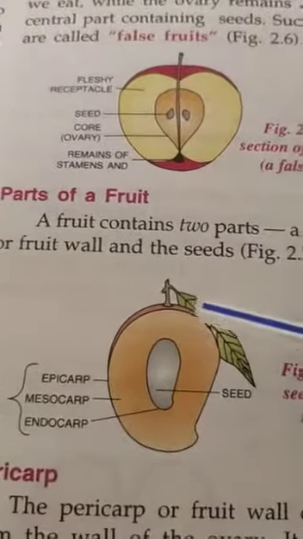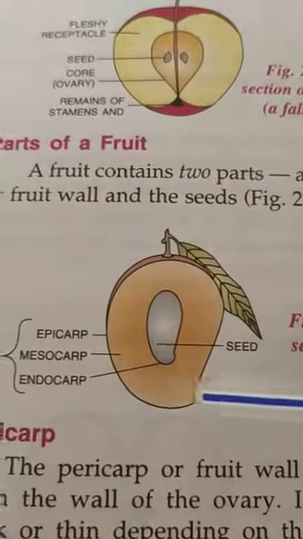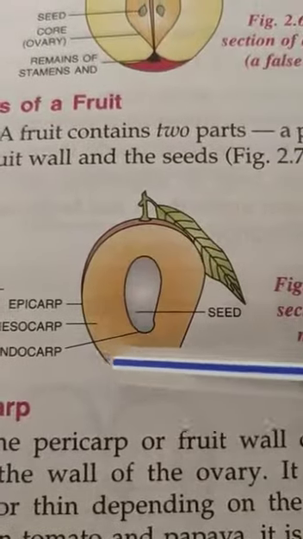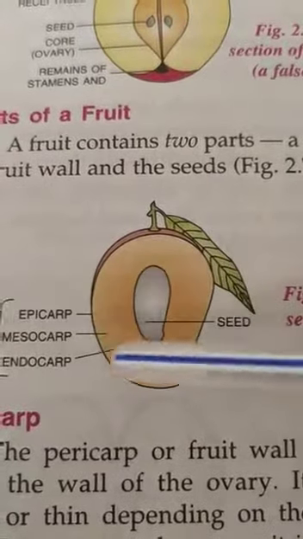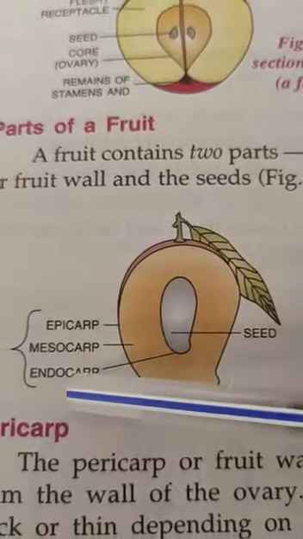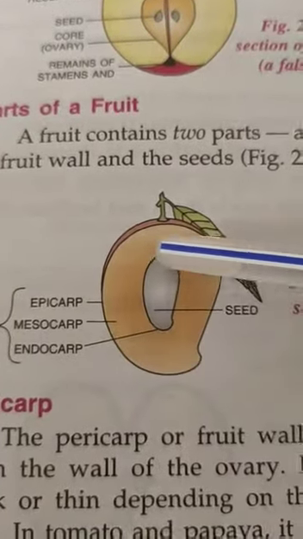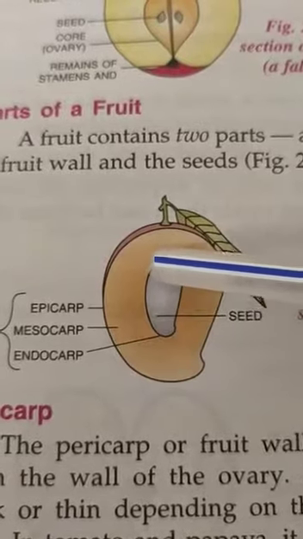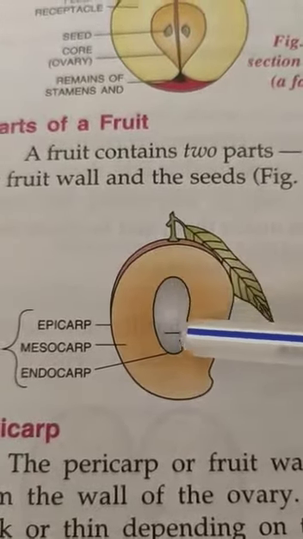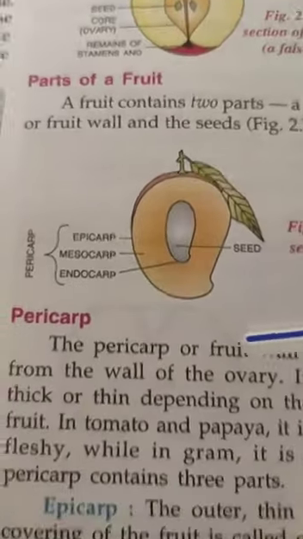The next one is parts of fruit. The fruit mainly contains three parts. The outer surface of the fruit, or outer covering, is known as epicarp. The middle edible part is known as mesocarp, and the inner part which is attached to the seed, the innermost thin skin-like layer, is known as endocarp.